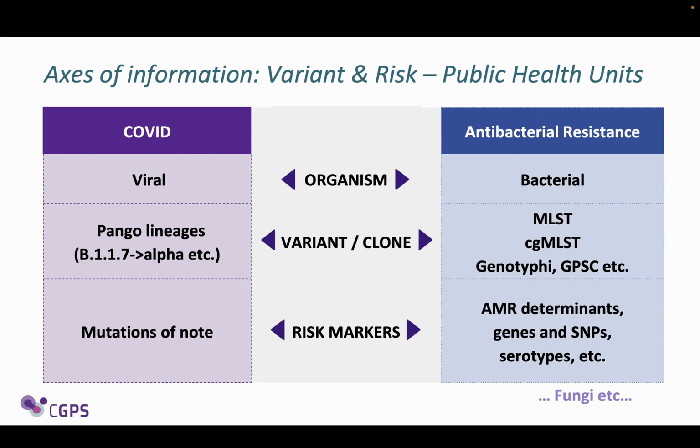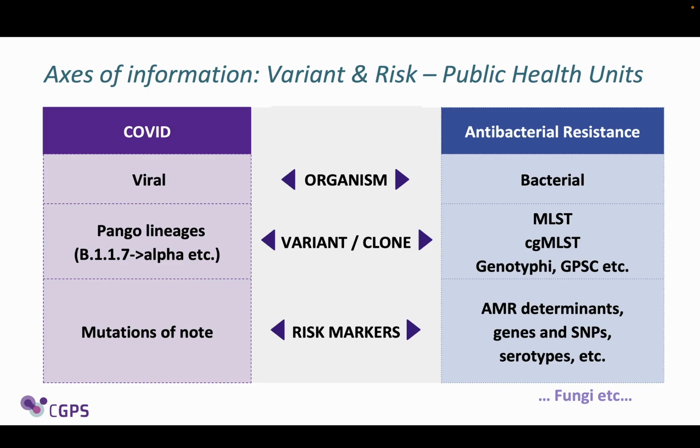So there are various sets of information, simple axes of information, that can be used as public health units to allow us to describe the dynamics of the pathogens that we're looking at. If we think about COVID, it was a virus, SARS-CoV-2, and one of the nomenclatures that was developed was the Pango lineages, like B.1.1.7, that were then translated by the WHO into the nomenclatures that we're all familiar with, alpha, beta, omicron, etc., which is the variant. And then we have mutations to keep track of whether those variants are becoming more transmissible, more virulent, mutations of note, risk markers.